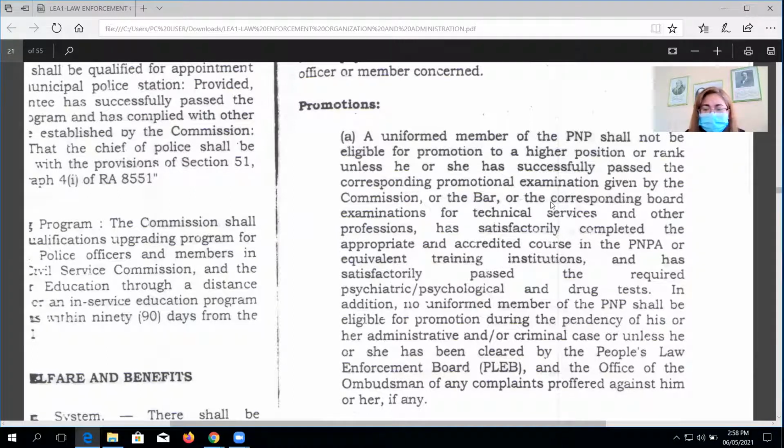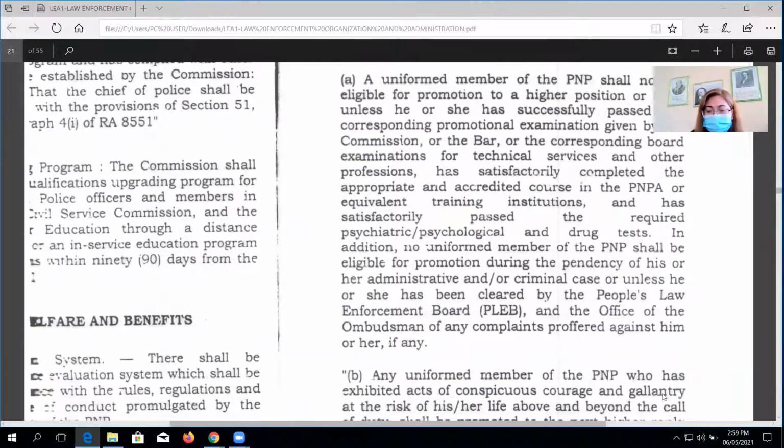Another, or corresponding board examination for the technical services and other profession, has satisfactorily completed the appropriate and accredited course coming from the PNPA or equivalent training institution and has satisfactorily passed the required psychiatric, psychological, and drug tests. In addition, no uniformed member of the PNP shall be eligible for promotion during the pendency of his administrative case or criminal case or the case has not yet been cleared by the PLEB or even in the office of the Ombudsman and complaints pre-offered against him or her, if any.